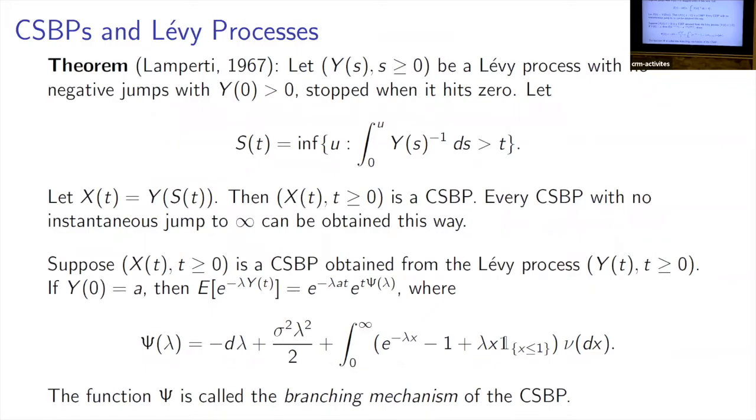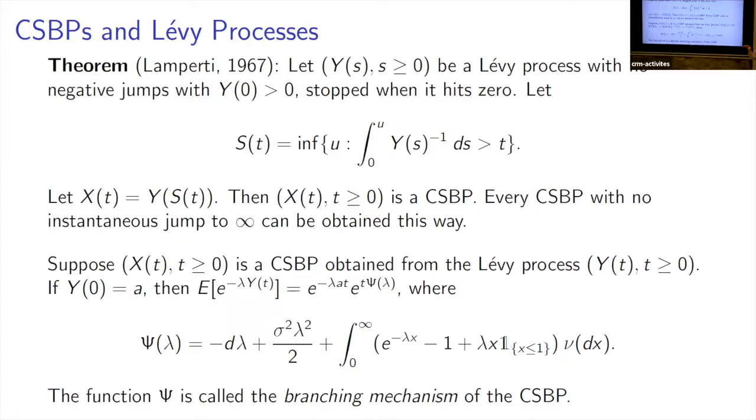Now, Lamperti also gave another characterization of continuous state branching processes. So let's let Y be a Lévy process with no negative jumps, which starts at some positive value and is stopped when it hits 0. And then this process X, which we get through this time change of the Lévy process, is a continuous state branching process. And furthermore, every continuous state branching process can be obtained by time changing a Lévy process.